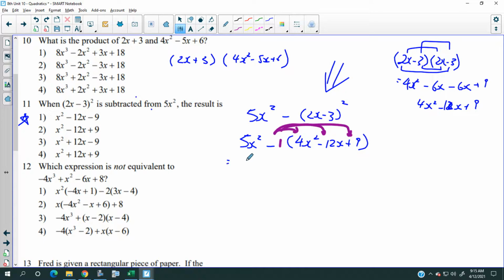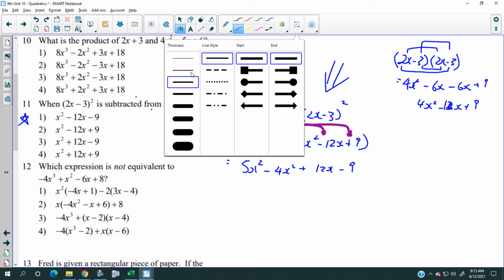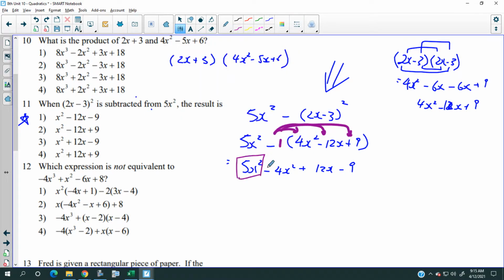Now, what does that mean? 5x squared minus, negative 1 times 4x squared is minus 4x squared. Negative times negative here is positive 12x, because this is just 1 times everything. And then negative 1 times 9 is negative 9. See that? So far so good. Now, it looks like we have like terms right here, the first two terms. It's not often that happens, but if it happens, just keep an eye out for it. So that's just good old x squared plus 12x minus 9. There you go, choice 3.